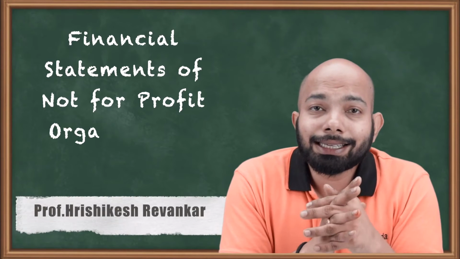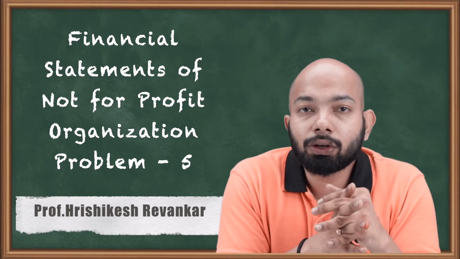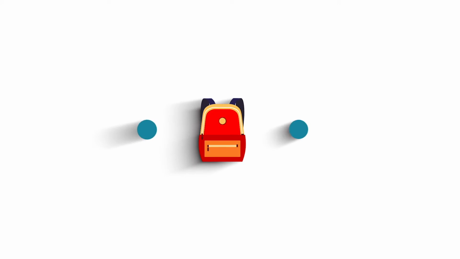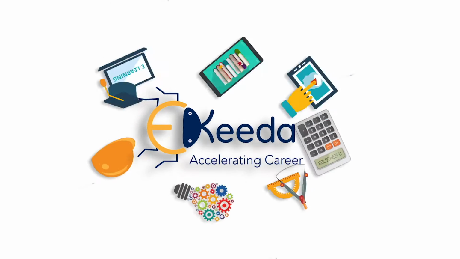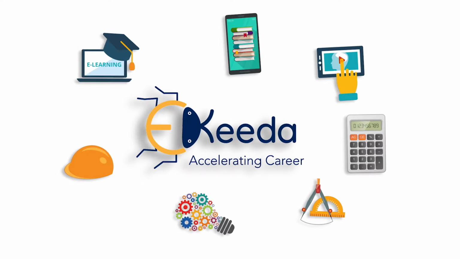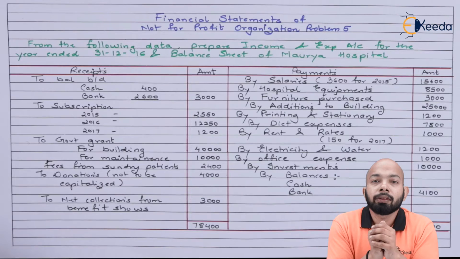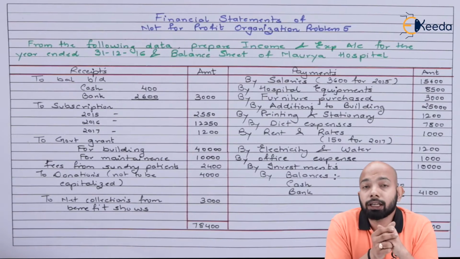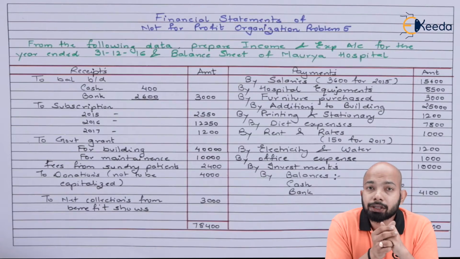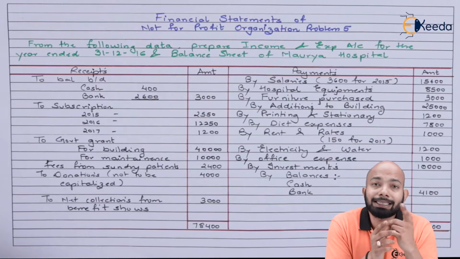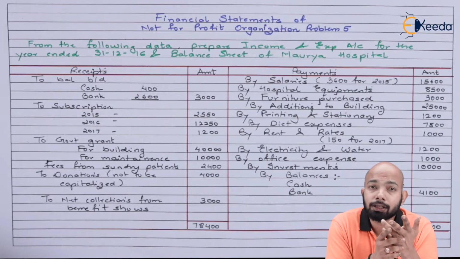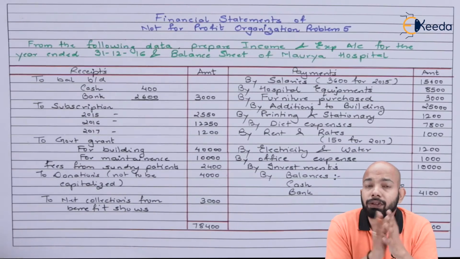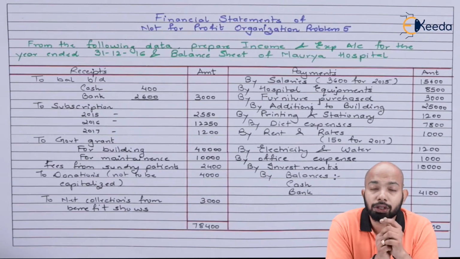Hello friends, we'll be discussing another illustration related to the comprehensive problems of not-for-profit organizations. Now, this is the last kind of problem that we'll be having when it comes to not-for-profit organization statements being prepared, that means the income and expenditure statement and the balance sheet. So we have already mentioned the problem here for your reference. Let's figure out what we have in this specific referential problem.